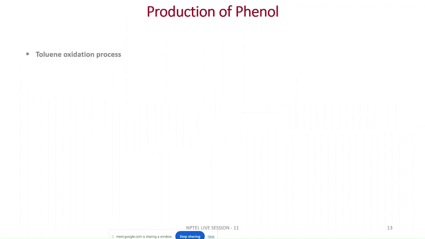The next process we are going to discuss for the production of phenol is the toluene oxidation process. That is one of the commercially available processes, also a competitive process for phenol production. So this process is the toluene oxidation process.